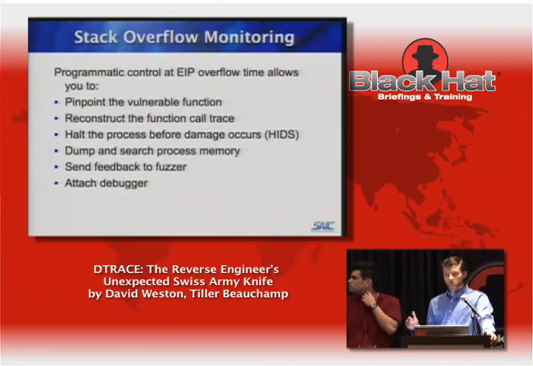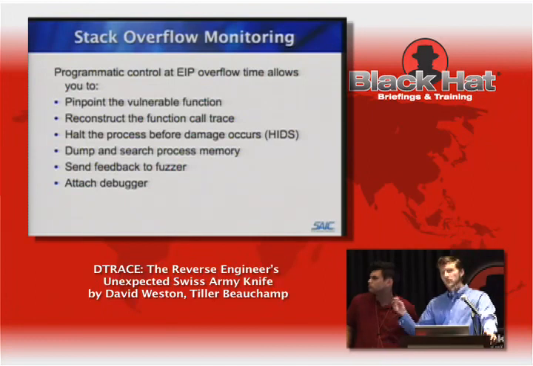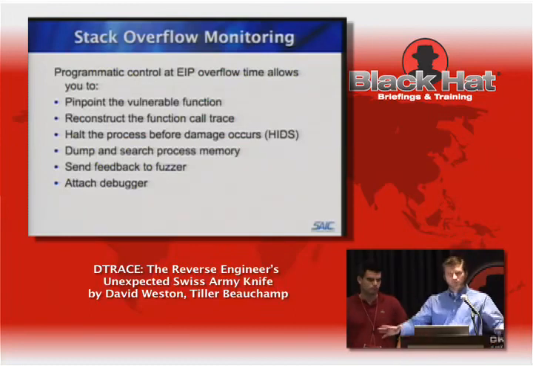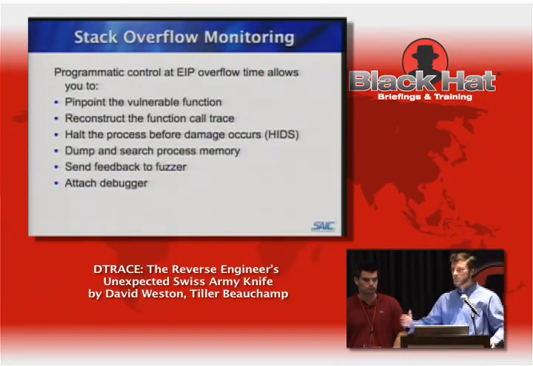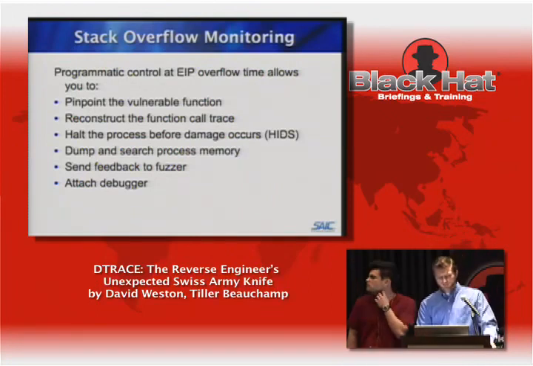We might want to stop the application and proceed with analysis with a debugger, or when we detect this overflow, we may want to send a signal to our fuzzer saying, hey, save that last output you just did because you found a buffer overflow. You might even want to act as a HIDS, like let's just stop the application and kill it because a buffer overflow is about to happen. We're about to have a memory corruption.